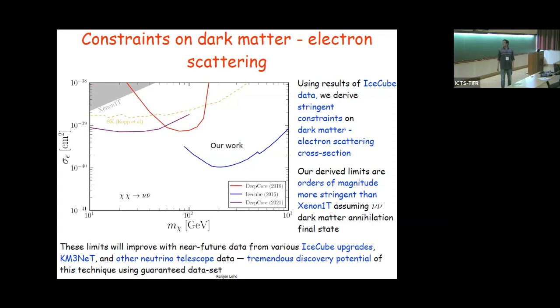Similarly, we have constraints which are the most stringent in the world, right? In the plot of sigma E versus m chi, again, this is Xenon 1 ton. This is from the DeepCore 2021 data, and this is from DeepCore 2016 data. This is from IceCube 2016 data. Again, these are the most stringent constraints on dark matter electron scattering at these heavy masses, assuming the dark matter inside the sun gets captured and annihilates to nu bar.